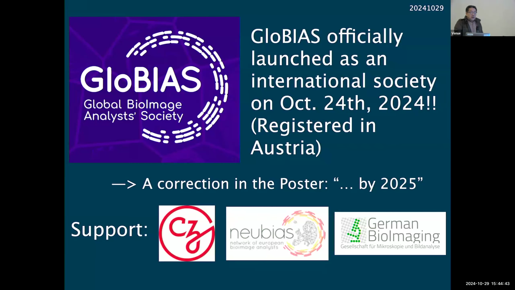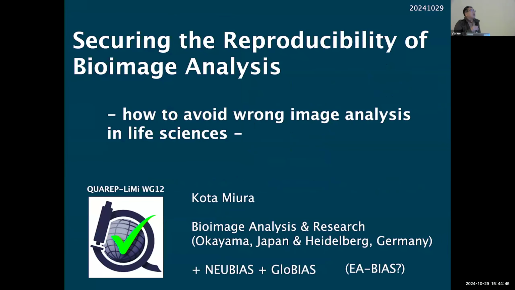So let's go on. So the talk is not really about Globius, but about an activity we did with QUAREP-LiMi, working group 12. So the title is like this, but in essence, it's about how to avoid wrong image analysis in life sciences. So what is wrong image analysis?